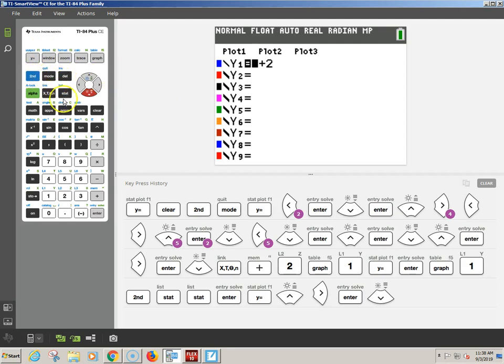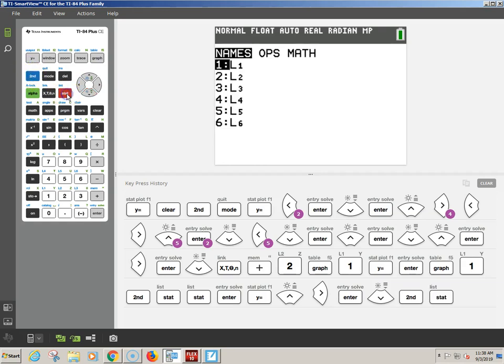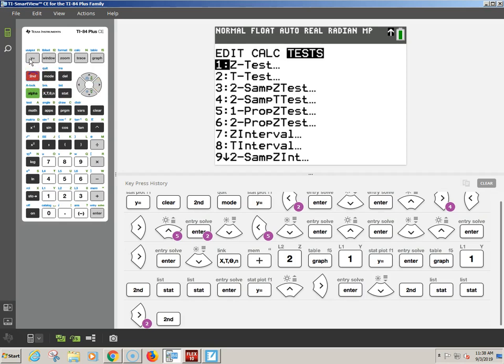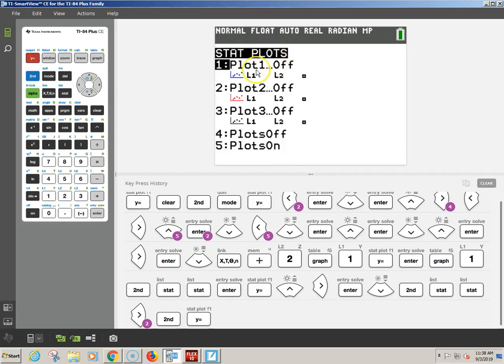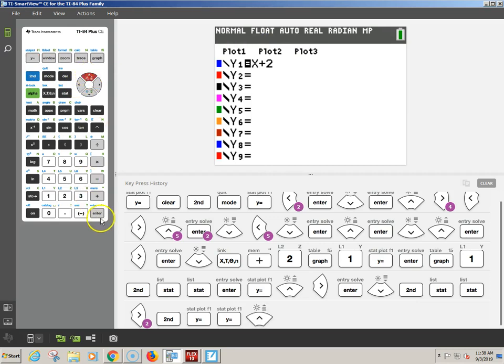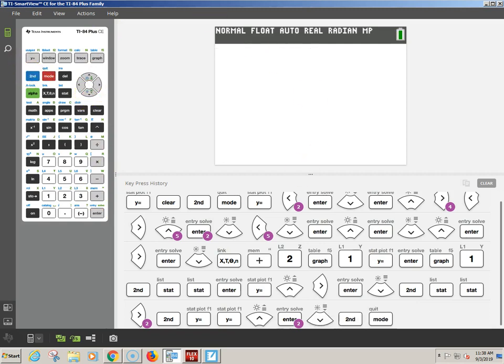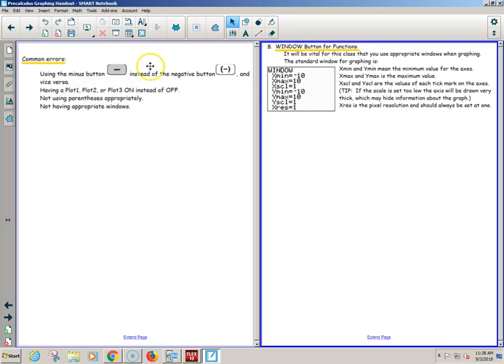There are other ways of turning them on. If you did the handbook, I think you can hit like, what is it, second stat? No. Second Stat Plot? Y equals. Oh, second Y equals, thank you. You can turn the stat plots on using this, but there is a shortcut. You can go up and just hit enter, and whatever settings are there, it will plot. But make sure those are turned off, okay? Anything else? I don't think so.